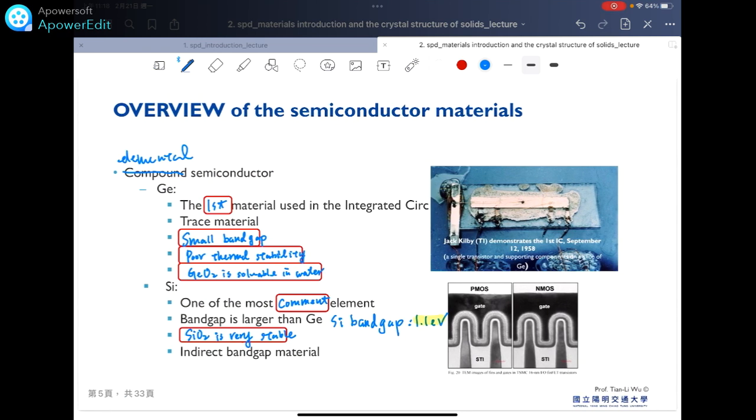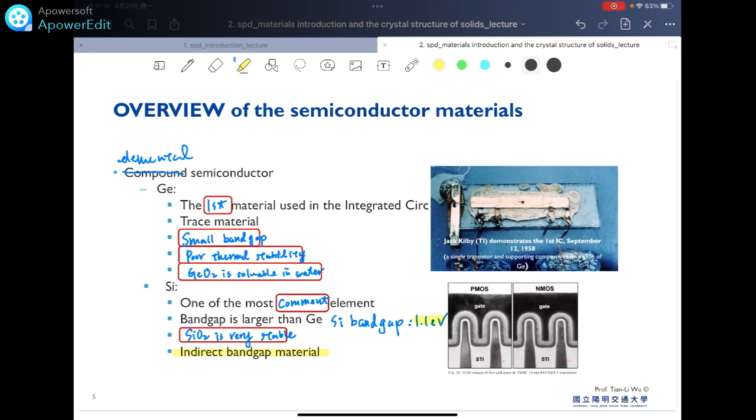And also this is an indirect bandgap material. The indirect bandgap material is just saying that it does not have light emission efficiency. So if you consider something like an LED, usually we need a direct bandgap material. But the indirect bandgap material has very poor photon emission efficiency. So we will also talk about this later.